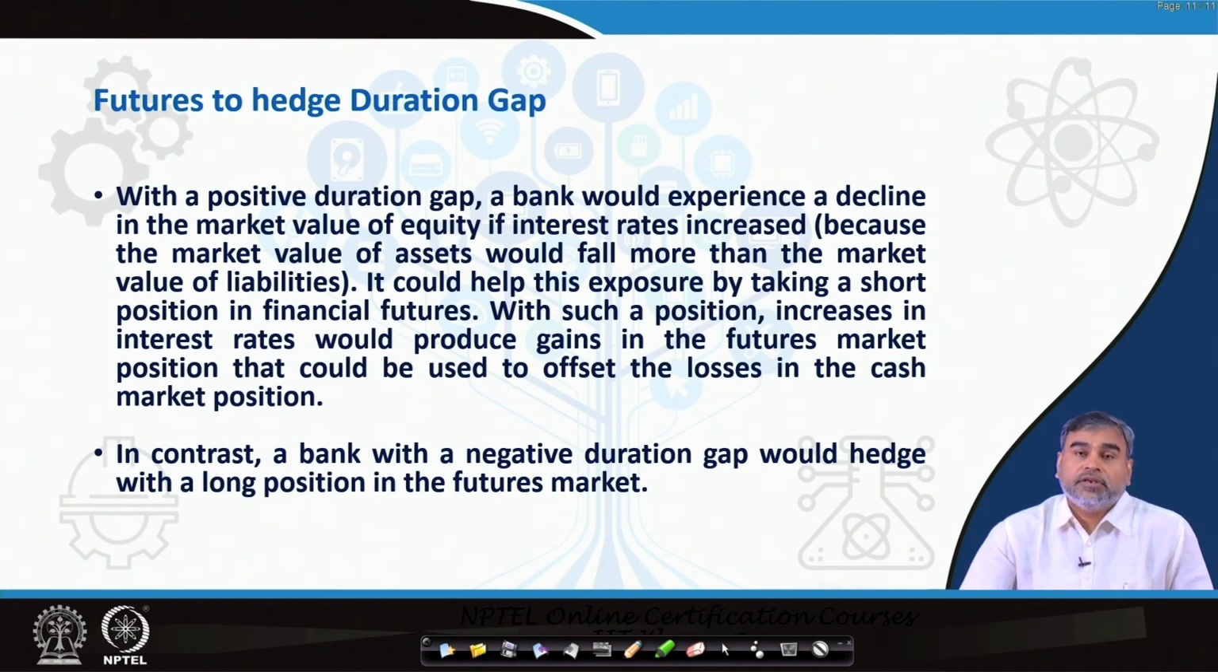It is a little bit reversed. With a positive duration gap we go for the short hedge, but for a positive dollar gap we go for a long hedge. In contrast, a bank with a negative duration gap would hedge with a long position in the futures market, and the logic is basically the same as what we understood about the positive duration gap. So this is the basic concept: depending upon the different kinds of dollar gap and duration gap, short hedge and long hedge positions are used to hedge the risk in the particular system.